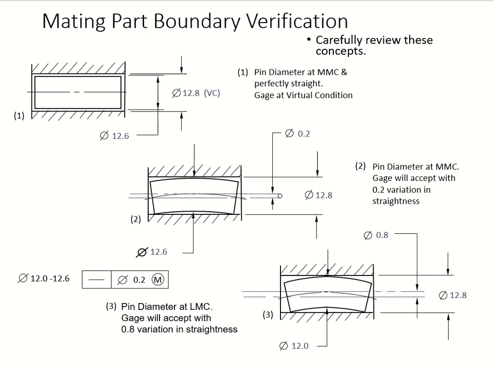Alright, so we go 1 and then 2. Here's a diagram. It's a little bit complicated. And here's your 3 in this diagram. So don't get confused. We started out with perfectly straight at MMC. Coming down, we have about the 0.2 variation at the axis as a control. And then we're going to go down all the way to 12.0, which is your LMC. At that time, we have 0.8 variation in the straightness.